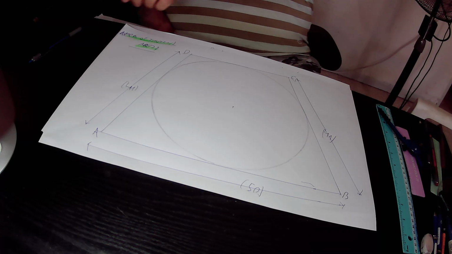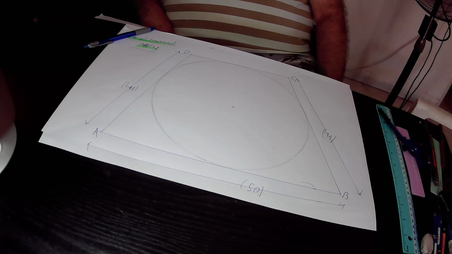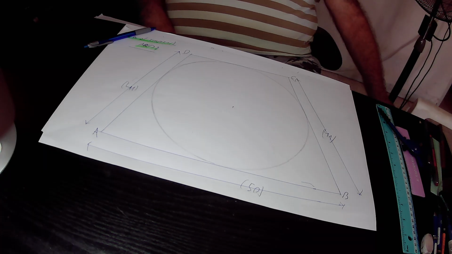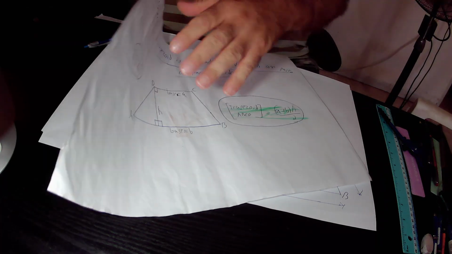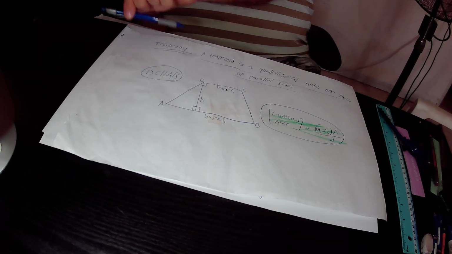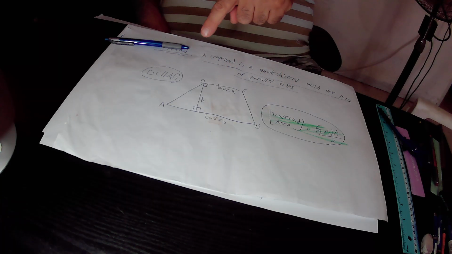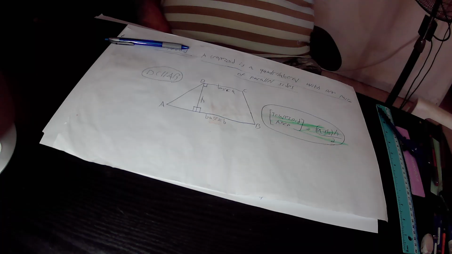So first of all, what is a trapezoid? A trapezoid is a quadrilateral with one pair of parallel sides. And again, this is a trapezoid ABCD. Side DC is parallel to side AB, and for that reason, quadrilateral ABCD is a trapezoid.